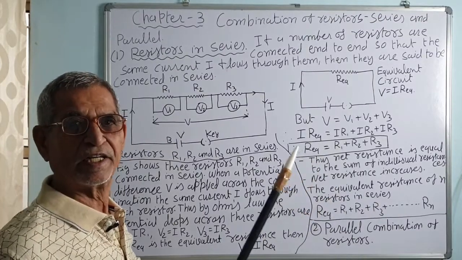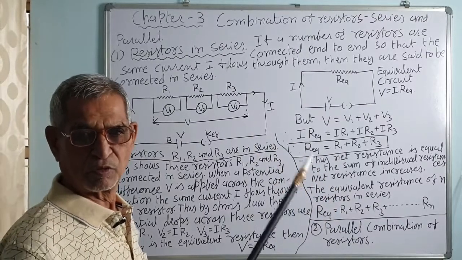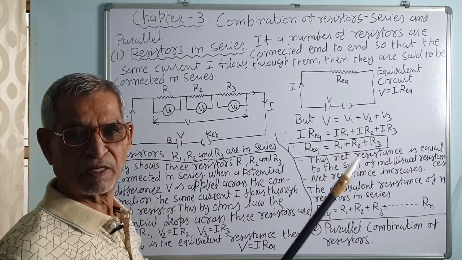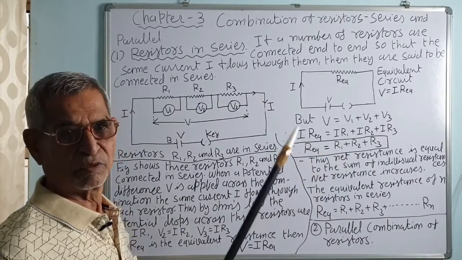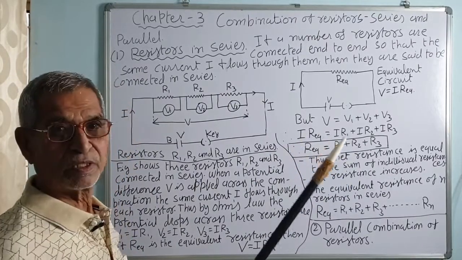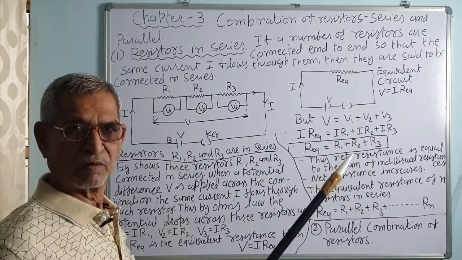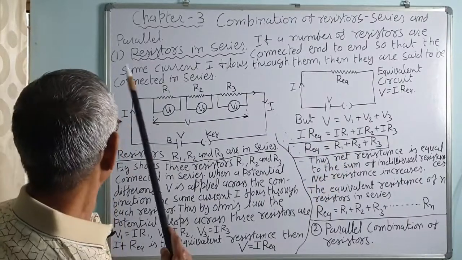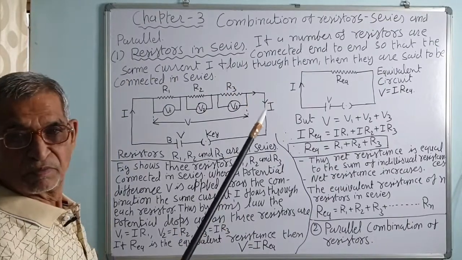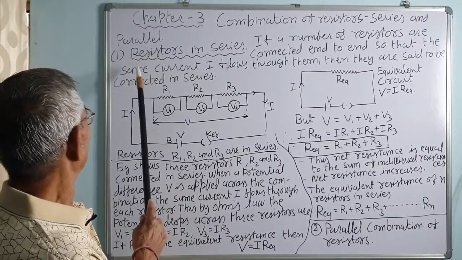30% of the course is deleted, but this is in the course, while cells in series and parallel are deleted in the Gujarat board. So, there is a slight difference between the deletion of the central board, other boards and the Gujarat board. The book is the same, correct? So, let us see this.